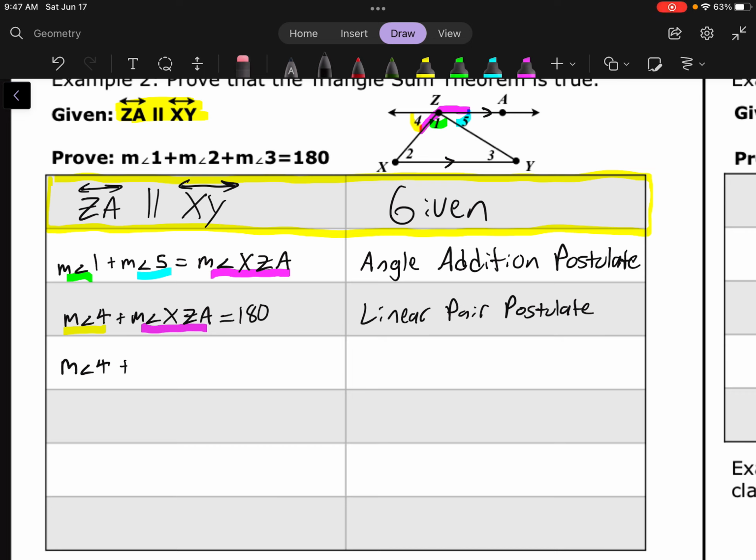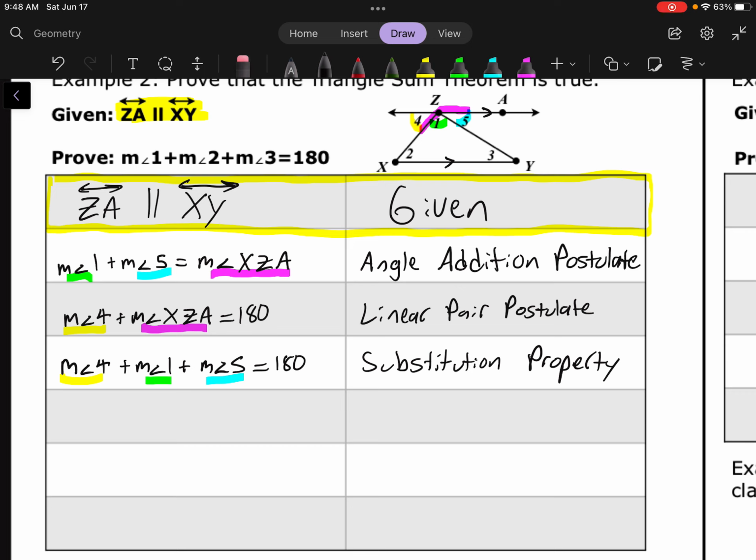Now I'm going to say 4 plus 1 plus 5 equals 180 by the substitution property. And now we've got yellow plus green plus blue equals 180. And some of you guys probably saw that from the very beginning.